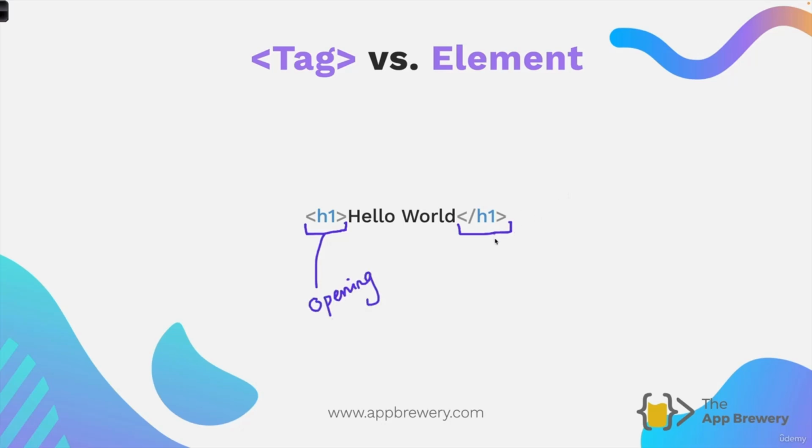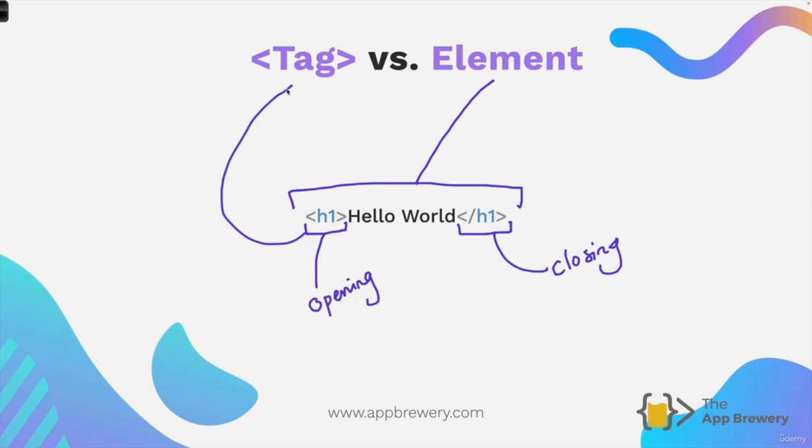And this one at the end is, of course, called the closing tag. Now, these are the tags. So what's an element? Well, the entire thing here, this is an element. That includes the content as well as any opening or closing tags. This is the HTML element, and these parts are the tags. So hopefully that'll make things a little bit clearer the next time you hear about tags and elements.